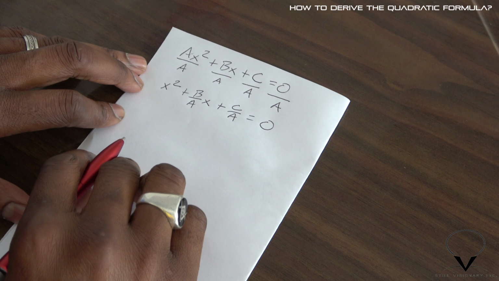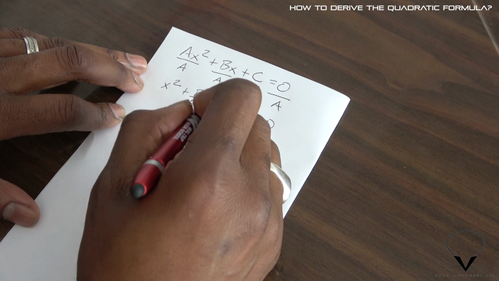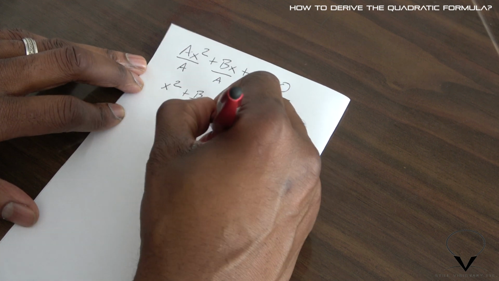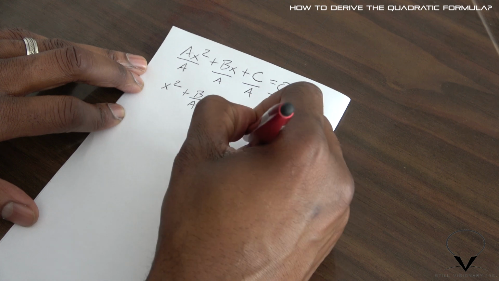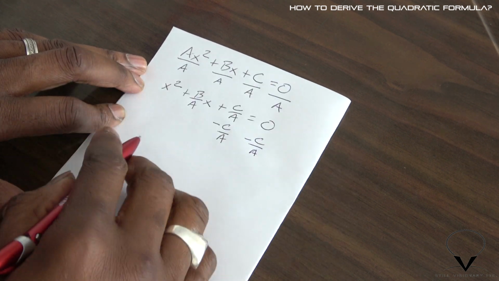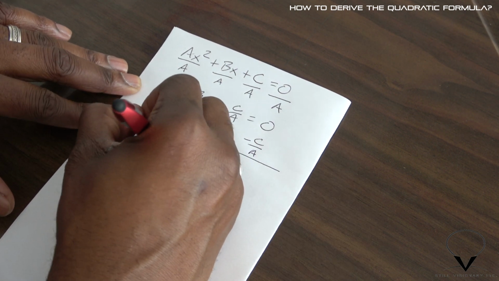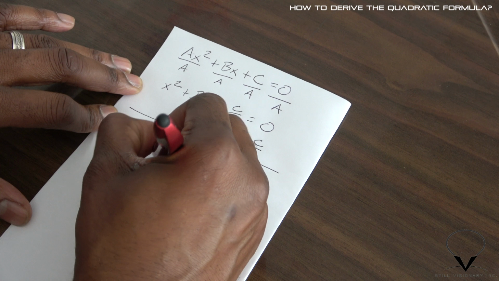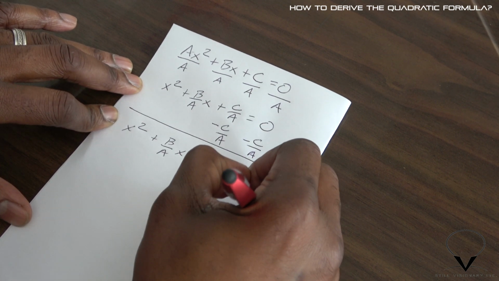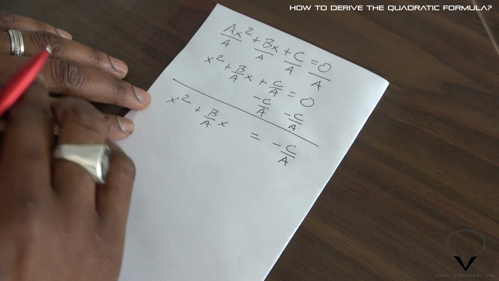Then I want to subtract this constant term, and I'll explain in a second why. So I subtract c over a on both sides. Now I have x squared plus b over a x equals negative c over a. This is where I am now.